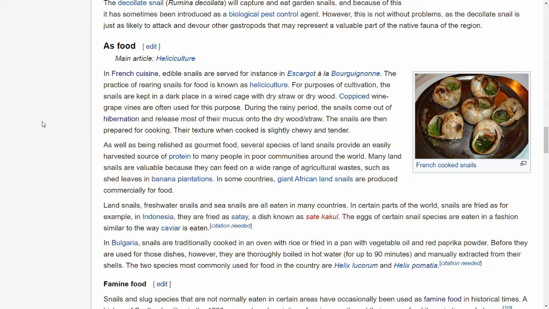Capiste wine grapevines are often used for this purpose. During the rainy period, the snails come out of hibernation and release most of their mucus onto the dry wood or straw. The snails are then prepared for cooking. Their texture when cooked is slightly chewy and tender.